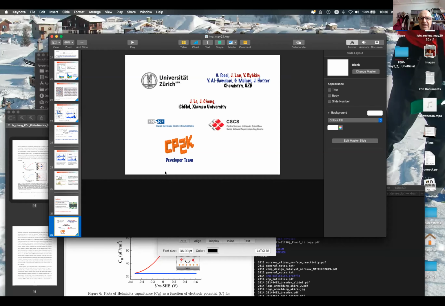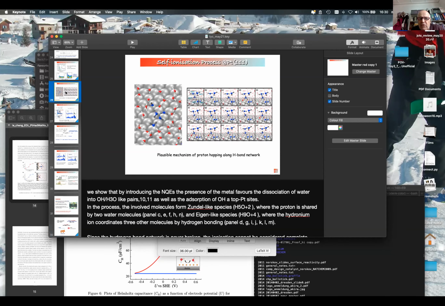Almost in passing, you mentioned the dissociation of water molecules into H+ and OH- in the double layer. For instance, we worked on the theory of ionic liquids, where we have a lot of clustering between the ions, of ion pair formation and so on.